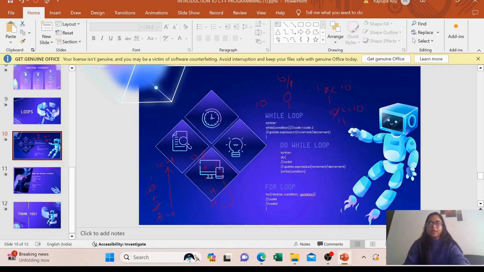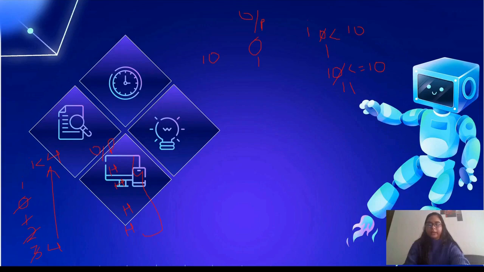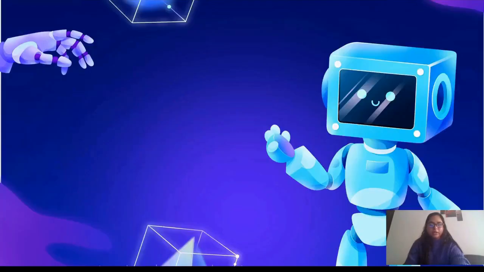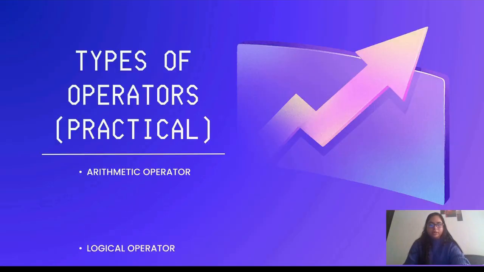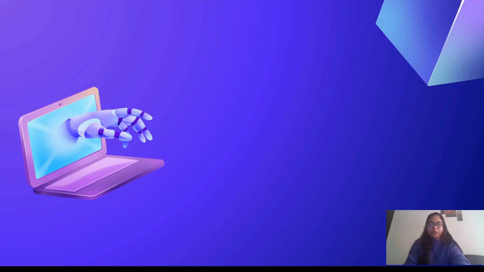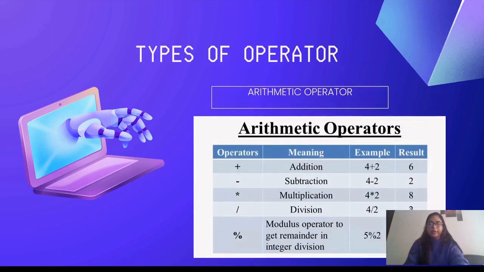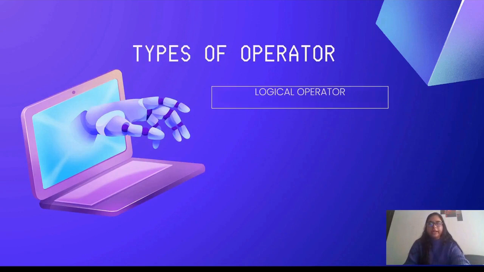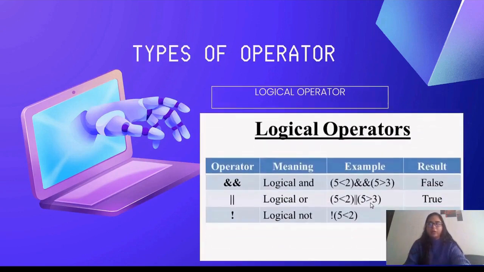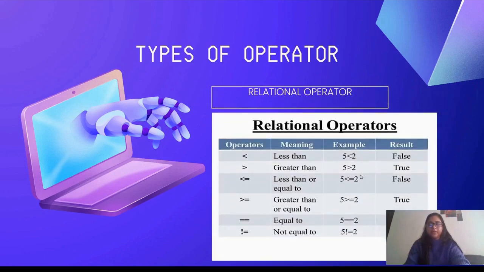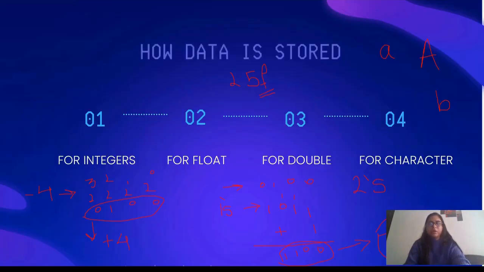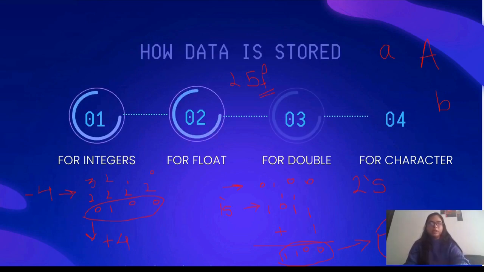So this is how we exactly use the for loop. I'll just give you a quick recap of what we have studied till now. We have seen arithmetic operators and logical operators. In arithmetic operators we have performed this many operations. In logical operators we have logical and, logical or, logical not. In relational operators we have greater than, less than, greater than or equal to. We have also seen how data is stored in integer, float, double, and character.